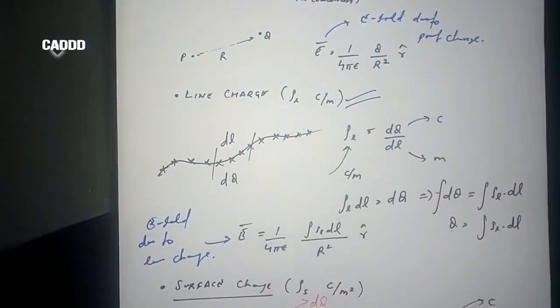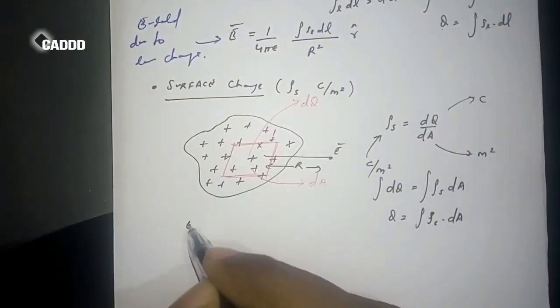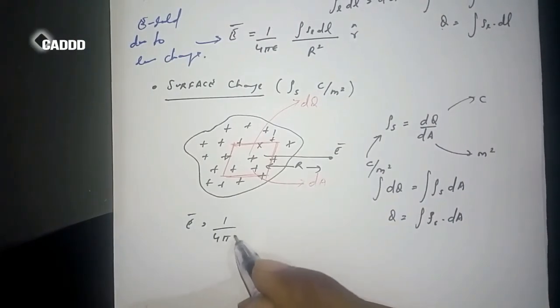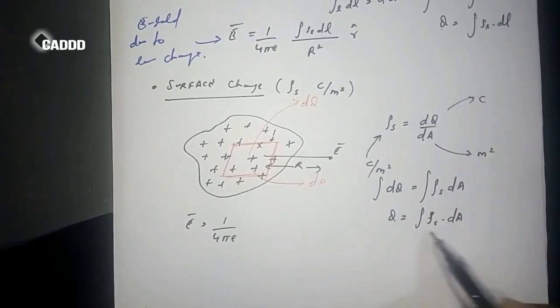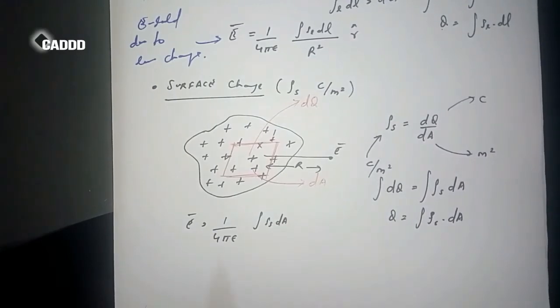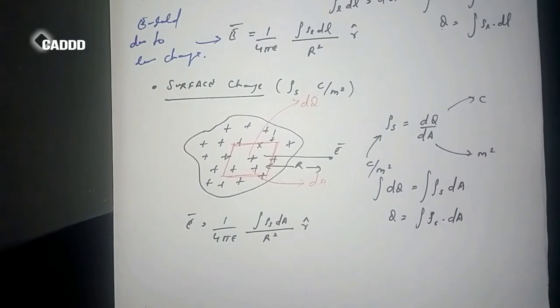Now we put this q value in the general formula of electric field, which is 1 by 4 pi epsilon, and we write the value of q, this thing, instead of q, because here we have surface charge. This r is this distance, and it has some direction also, which is r cap. Now the last one is volume charge.